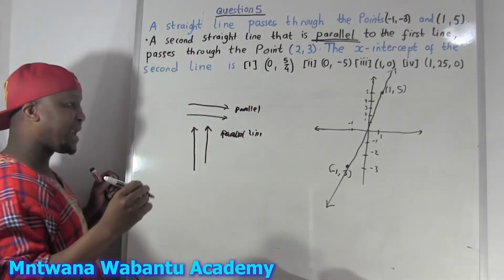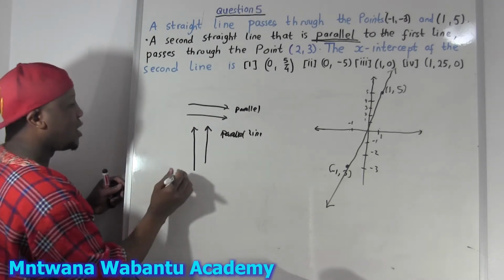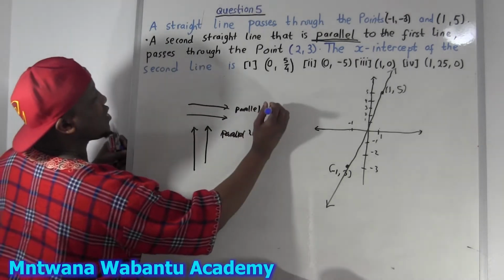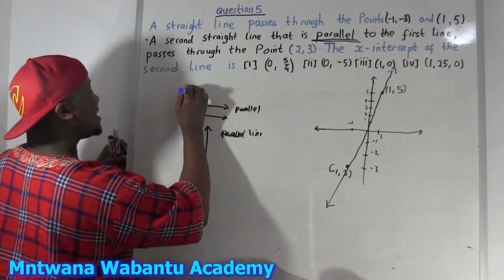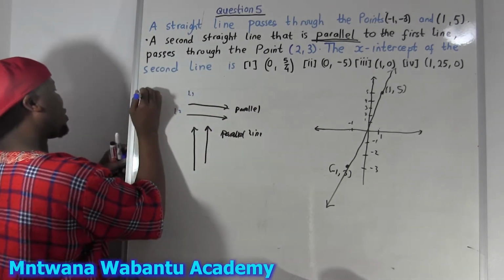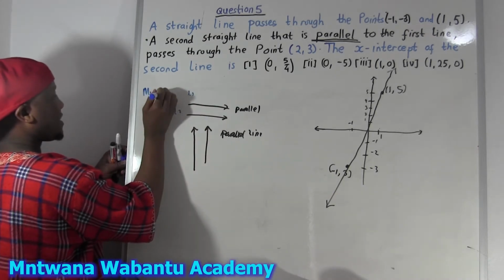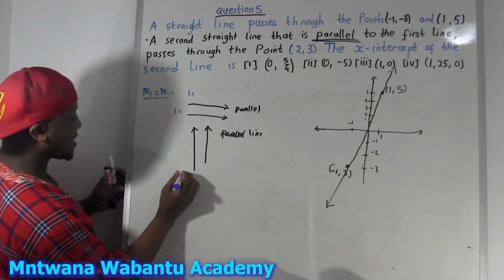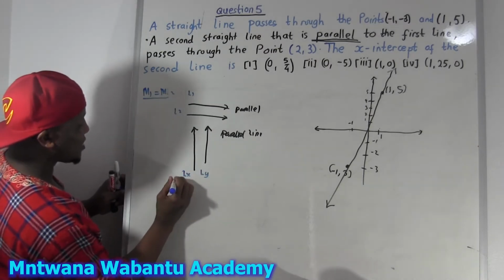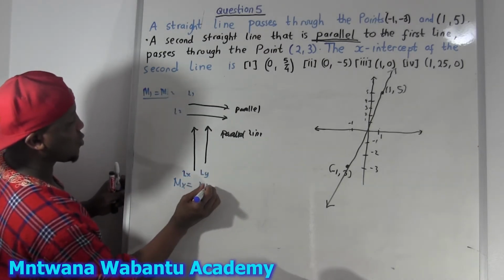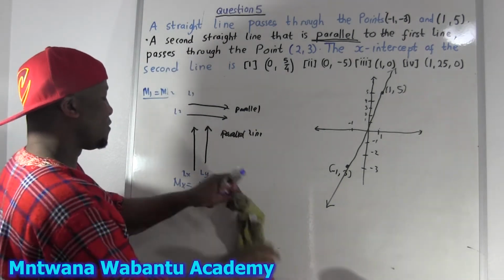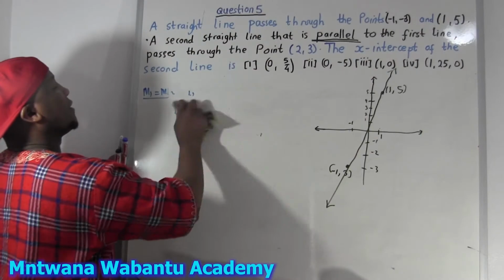Another kind of line we call perpendicular. Whenever lines are parallel, the slopes of these lines must be equal. So let's call this line 1 and this line 2. The slope of line 1 must always be equal to the slope of line 2 because they're parallel. Let's call this line x and line y: the slope of x must be equal to the slope of y. These are the conditions for parallel lines. You know what I'm saying?